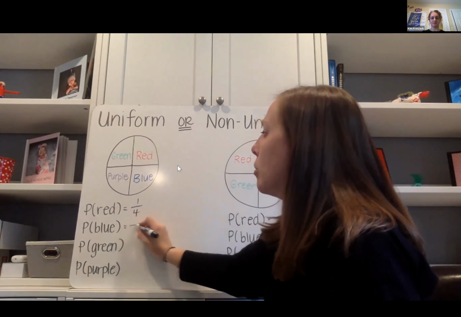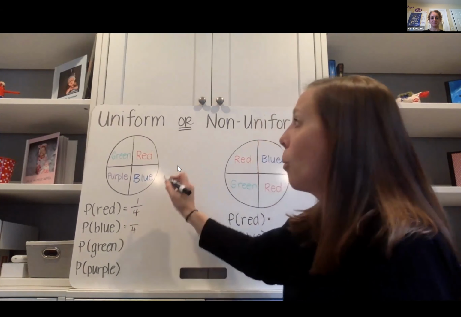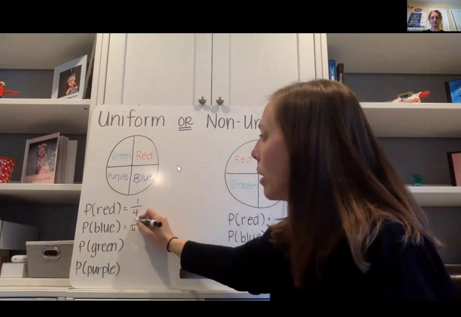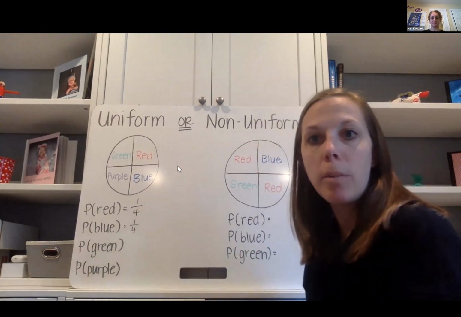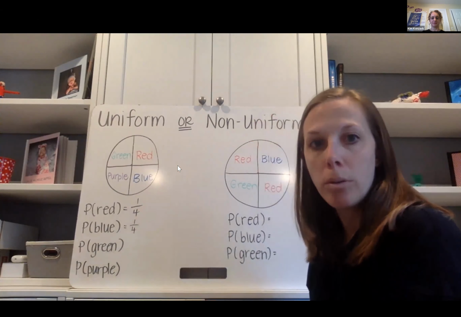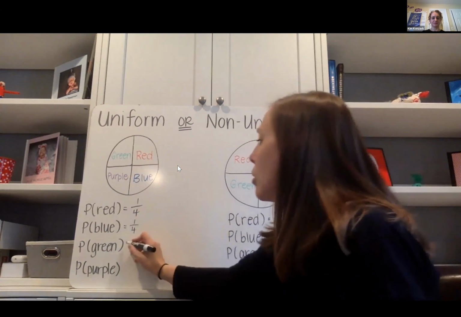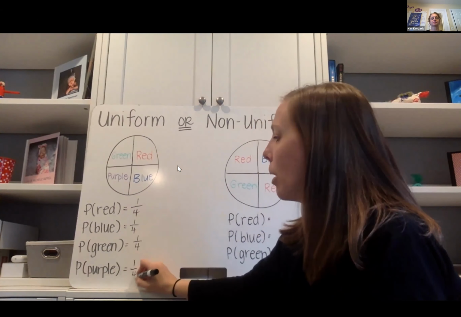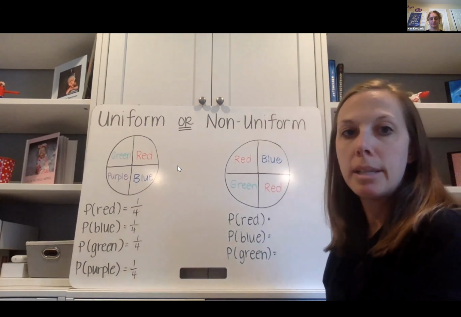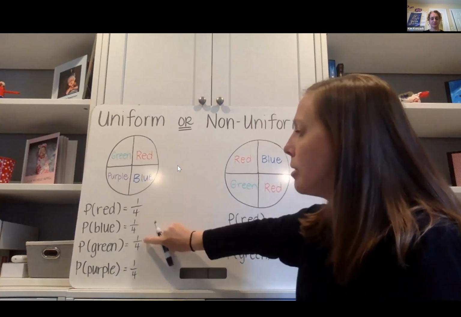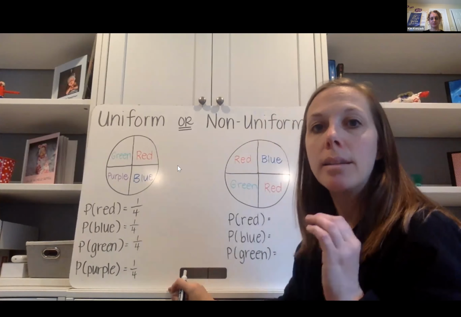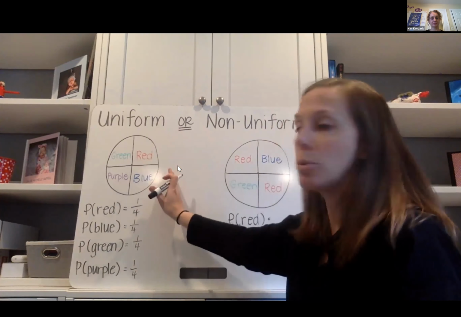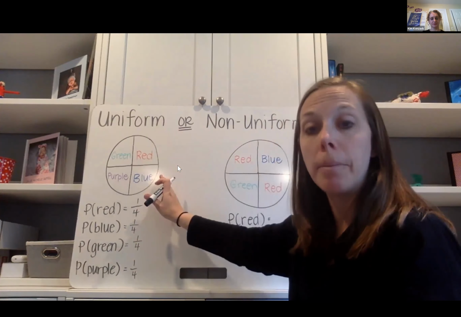Probability of landing on blue, again, there are 4 equal spaces. One of them is blue. So my probability of landing on blue is 1/4. Purple is also 1 out of the 4 equal spaces. Since these probabilities are exactly the same, this shows a uniform probability model.